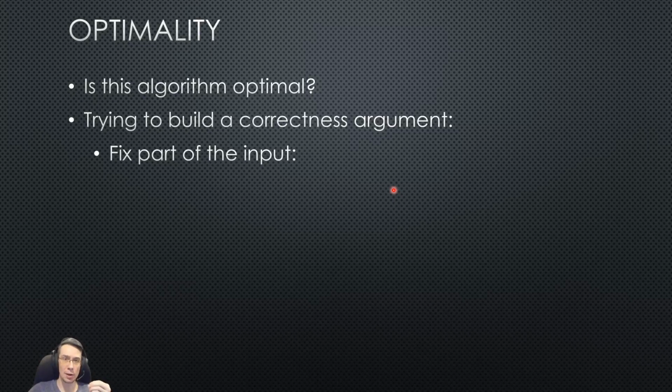It seems hard to make a general argument right off the bat. So one thing you can do is restrict the set of inputs to a class of inputs where maybe you'll find it easier to build a correctness argument, and then maybe you'll learn something in the process of doing that, so that you'll be able to generalize those lessons to other classes of inputs. So we're going to try fixing a part of the input.